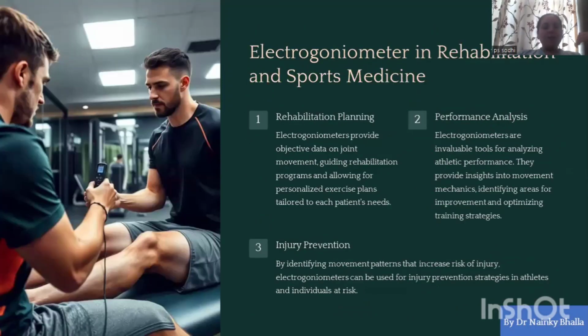Fine. So it is used in rehabilitation planning. It is used in performance analysis and enhancement in the case of athletes, and it's also helpful in injury prevention, because it identifies the wrong movement patterns, and those can be corrected, and thereby we can prevent the injury.